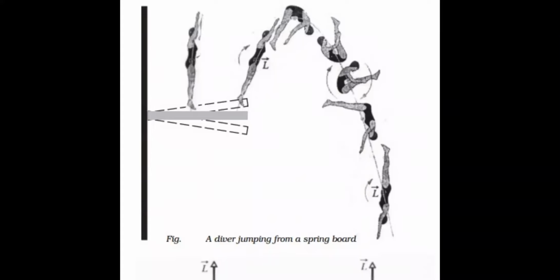Just before hitting the water, what will he do again? He will again stretch out his arms. Why? He doesn't want to fall into the water with a very great speed. When he's about to reach, he will just stretch his arms. So what will happen? Again, his body distance will increase, so moment of inertia will also increase, but speed will reduce.